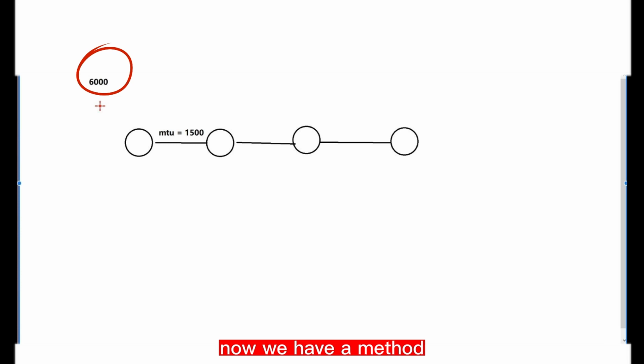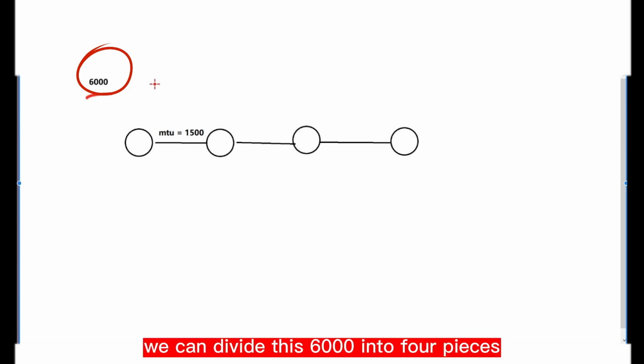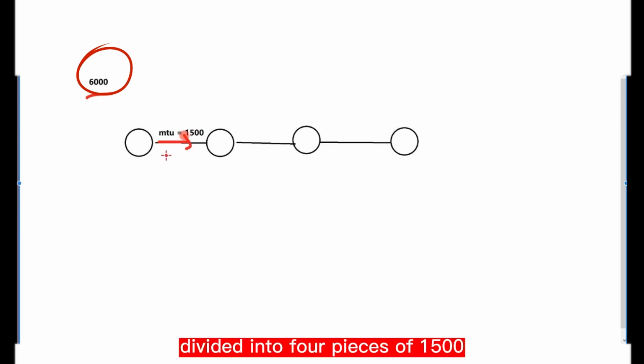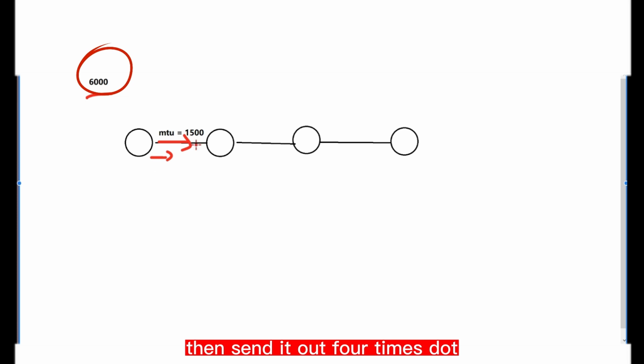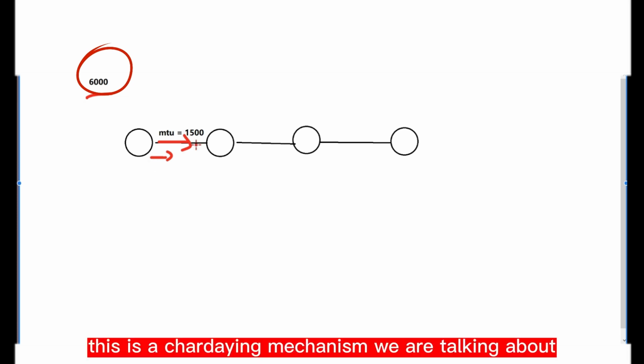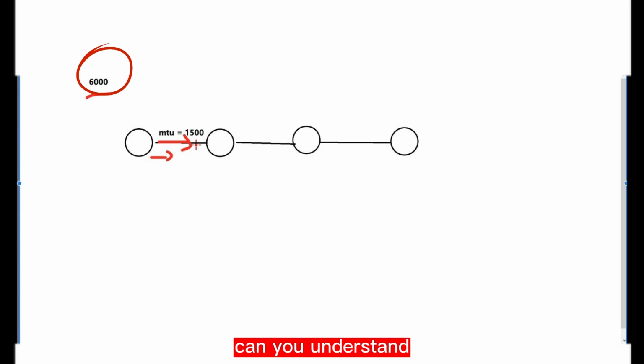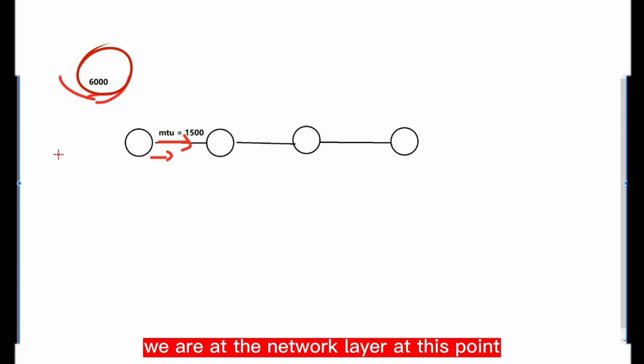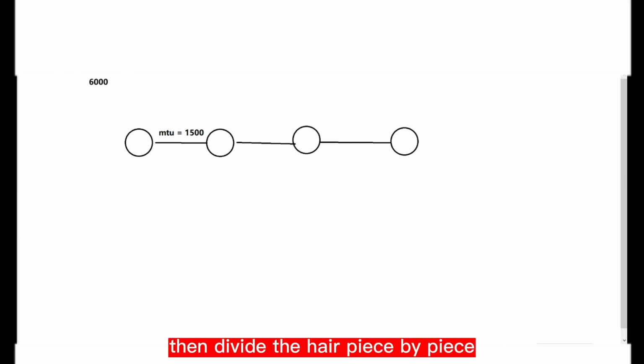Now we have a method. We can divide this 6000 into 4 pieces, for example, 4 pieces of 1500, then send it out 4 times. This is the fragmentation mechanism we are talking about. Can you understand? If the upper layer data is too large, we at the network layer can slice the data, cut it into small pieces, and then send it piece by piece.